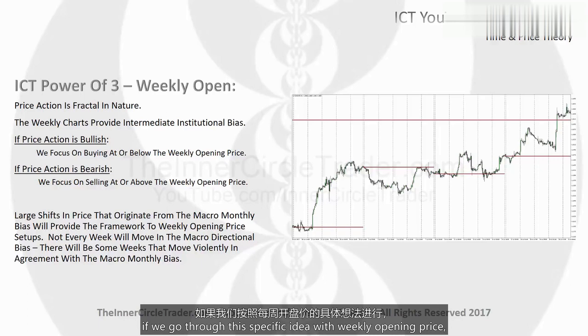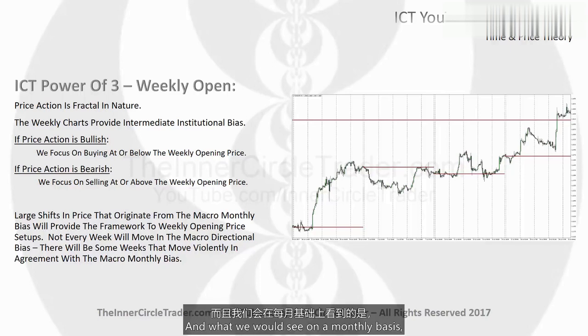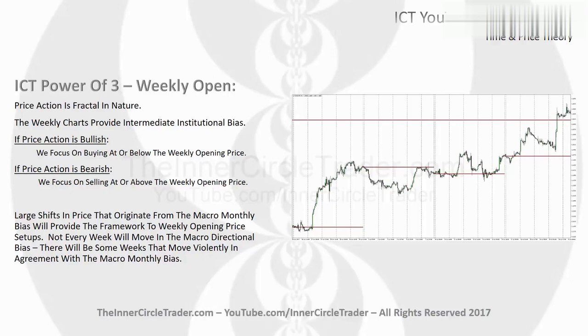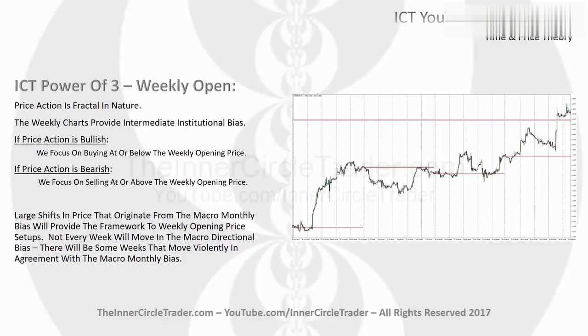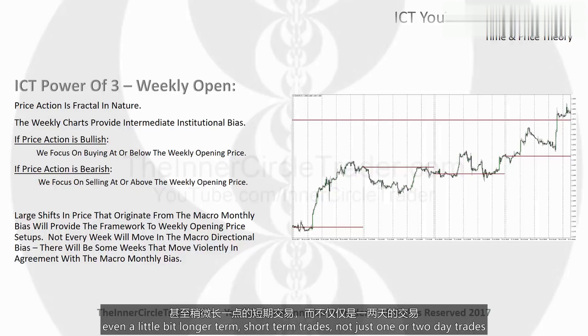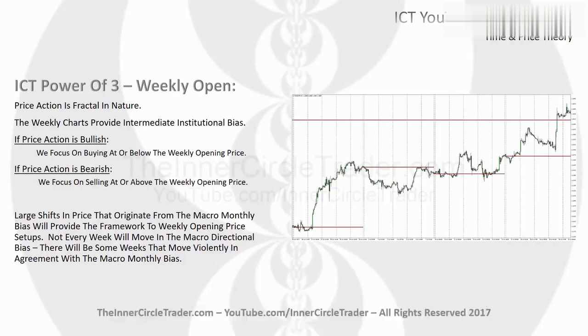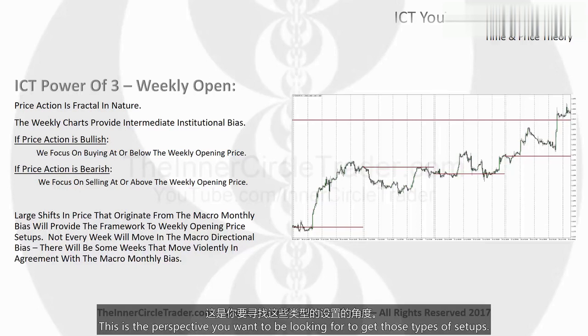Well, if we go through this specific idea with weekly opening price, again, price action is fractal. And what we would see on a monthly basis, we would expect to see that same thing on a weekly basis. So the weekly charts provide an intermediate institutional bias. That means it's not a long-term bias, but it's not short-term either. So it's a pretty good time frame to look for swing trades or even a little bit longer-term, short-term trades, not just 1 or 2 day trades in duration. Longer term, like 2 weeks to a month, this is the perspective you want to be looking for.